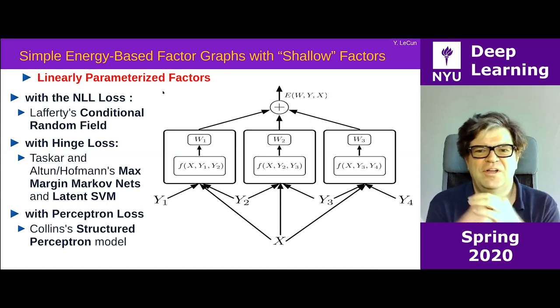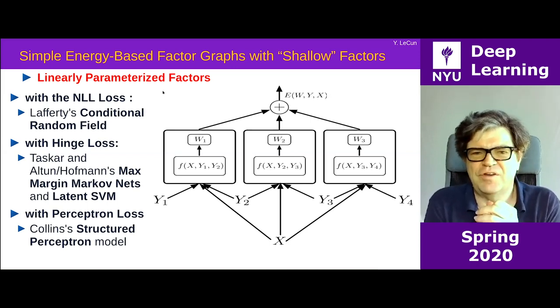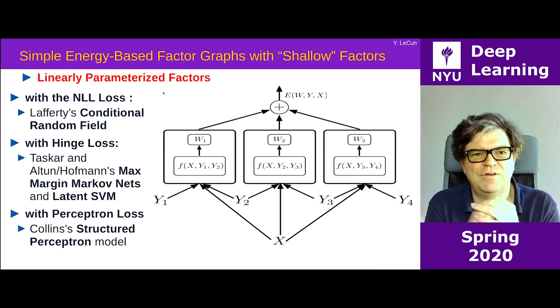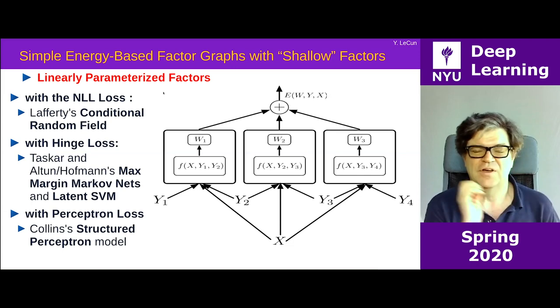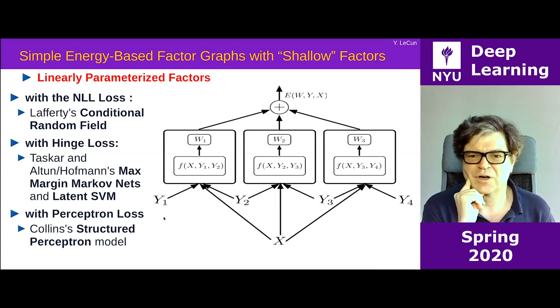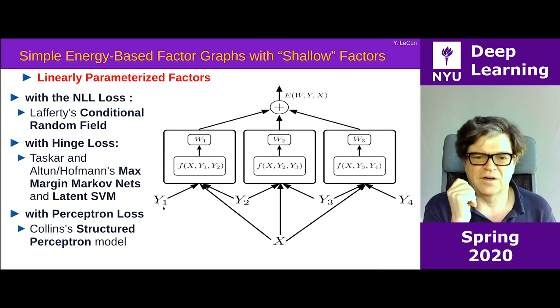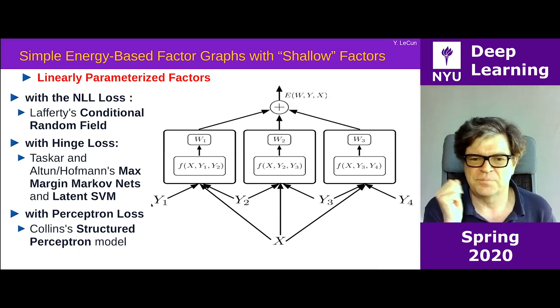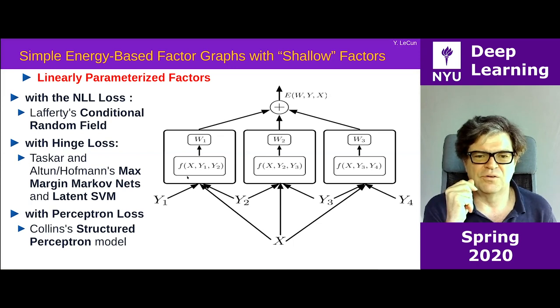Okay, so here is an instance of this. If you encounter this in the literature, you'll know what it is. It's called a conditional random field. A conditional random field is a very special type of such structured prediction model where you have y's or z's, it doesn't matter. Here they're only y's. But the way those factors are parameterized is that there is a fixed feature extractor.